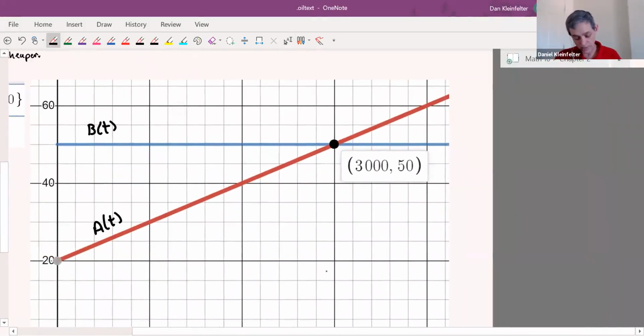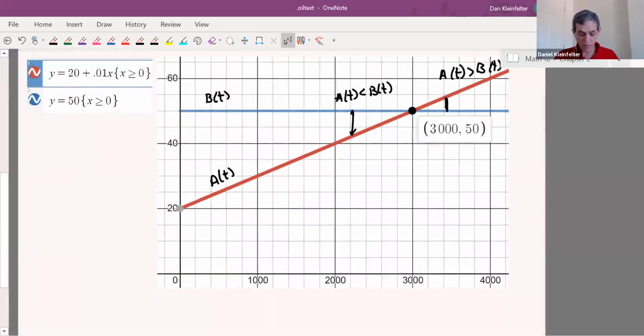If your number of texts, which is on the horizontal axis, is higher than 3,000, A of T will be bigger than B of T. And of course, as a consumer, you want it to be less. So that's why if your number of texts is higher than 3,000, you want to choose B of T. But if your number of texts is going to be less than 3,000, it's cheaper to go with A of T. A of T is less than B of T. And of course, if it happens to be exactly 3,000, it doesn't make a difference. All right, so there's that.